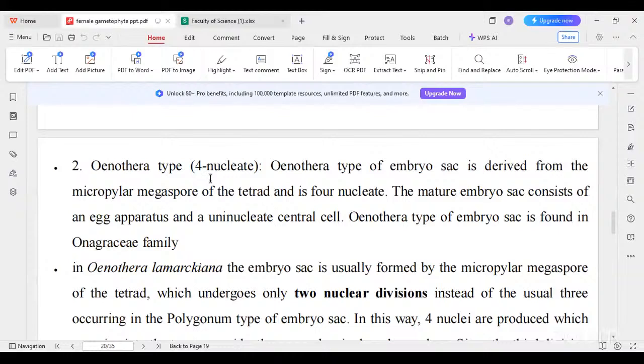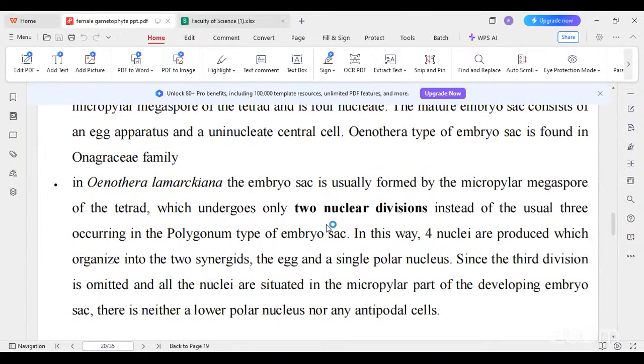The enothera type of embryo sac is derived from the micropylar megaspore of the tetrad and is four nucleate. The mature embryo sac consists of an egg apparatus and a uninucleate central cell. This type of embryo sac is found in the Onagraceae family. In Oenothera lamarckiana, the embryo sac is usually formed by the micropylar megaspore.